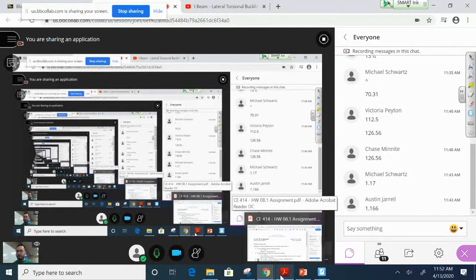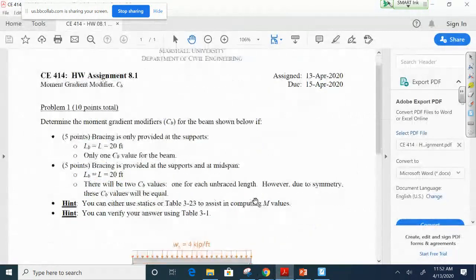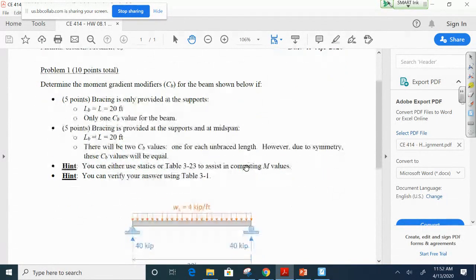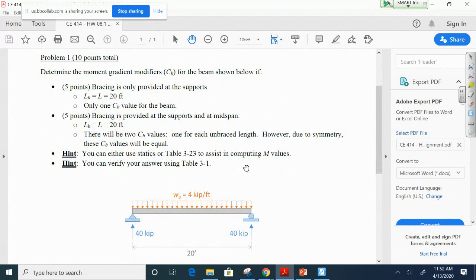All right, let me show you your homework assignment real quick, because your homework assignment won't be influenced by that central segment. If you can do what we did just now, you can do the homework. I want you to determine the moment gradient modifiers for this beam. This beam is way simpler than the one we just did. The moment gradient modifiers for the beam shown for two different scenarios: one, if bracing is only provided at the supports, and the other, if the bracing is provided at the supports and at midspan.